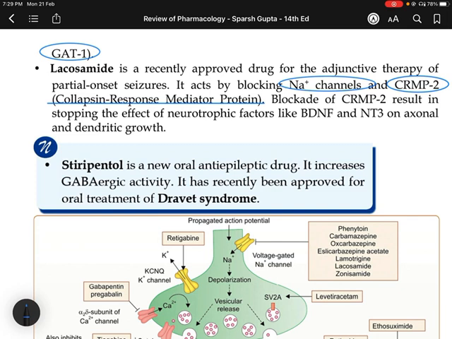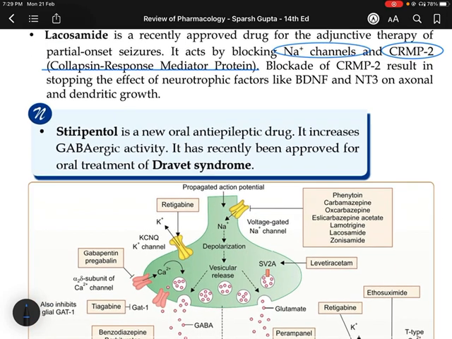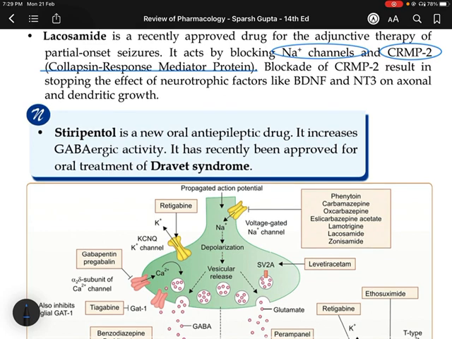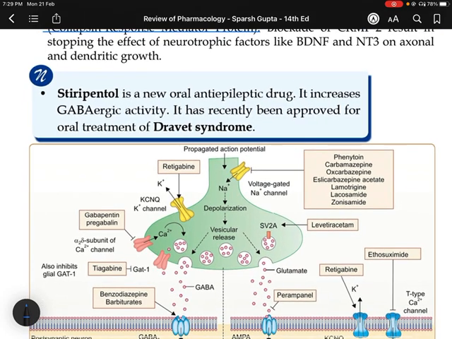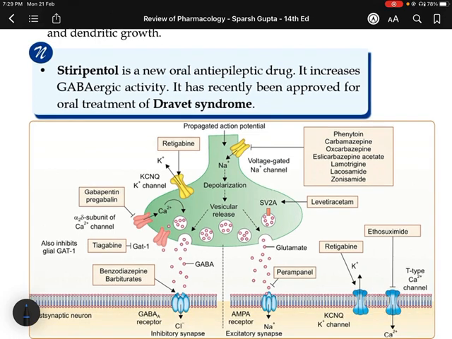Now, blockade of CRMP2 results in stopping the effect of neurotrophic factors like BDNF and NT3, like axonal and dendritic growth. Stiripentol is a new oral anti-epileptic drug. It increases GABAergic activity and it has recently been approved for treatment of Dravet syndrome.